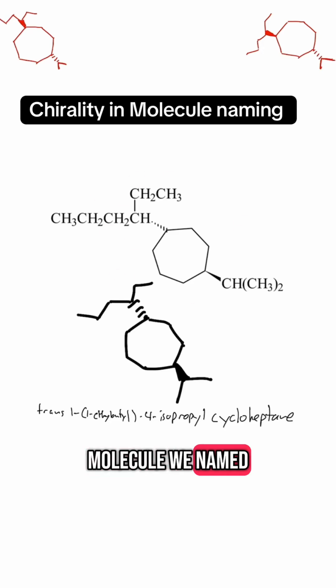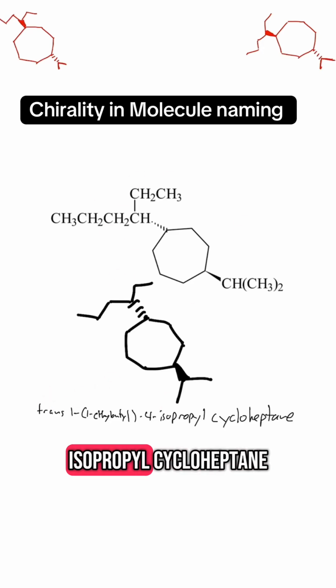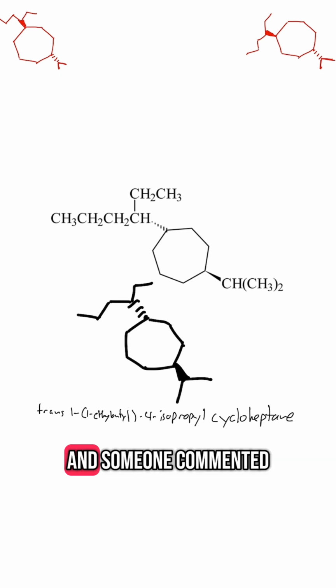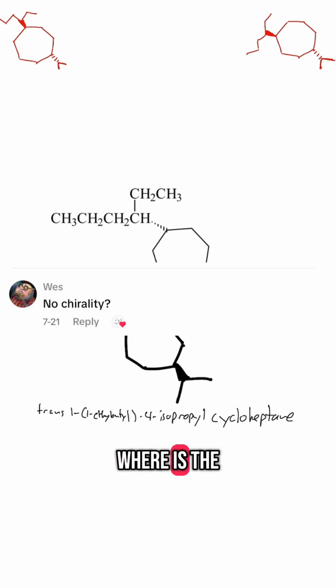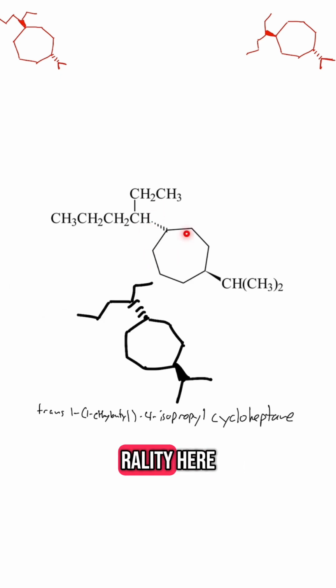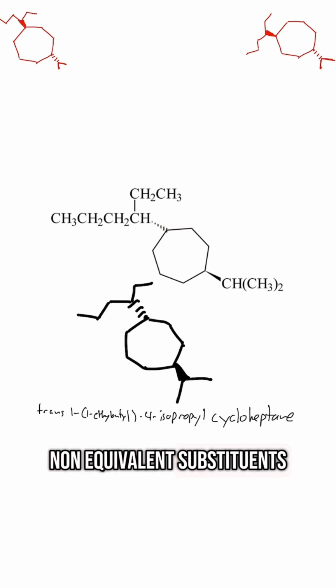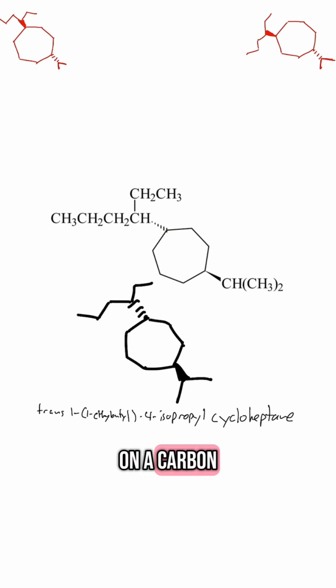This is a molecule we named in a previous video, where we named it trans 1,1-ethylbutyl 4-isopropyl cycloheptane. And someone commented, where is the chirality? And they're right, there is chirality here. We didn't address that, so we're going to address that now. Remember, chirality is when you have four non-equivalent substituents on a carbon.